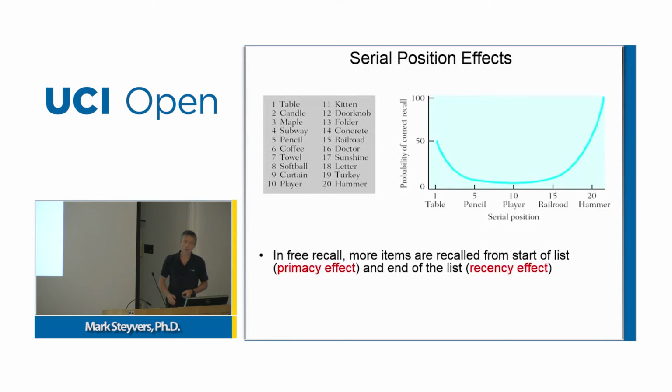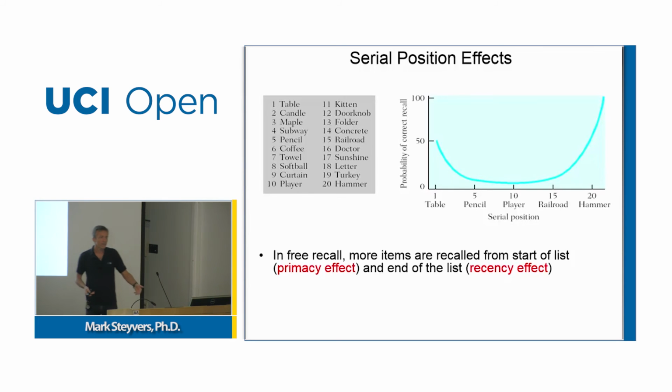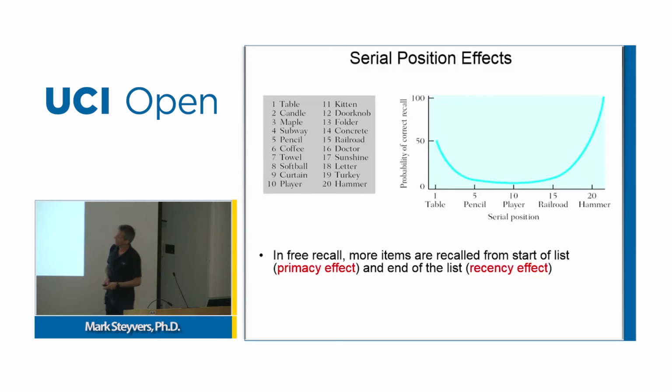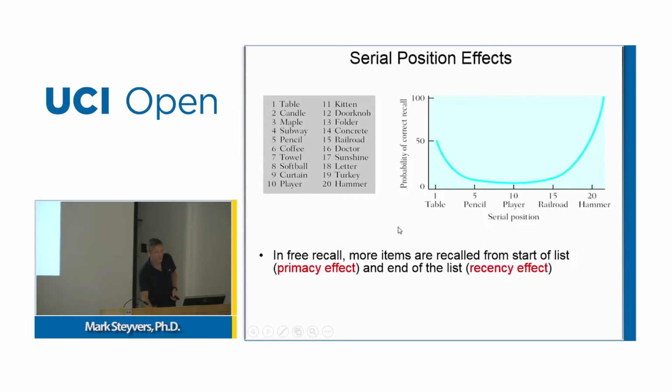And this is known as a serial position effect. And there are two parts of this. One is the primacy effect. That's the effect of being better for items early on in the study list. And the other part is the recency effect. That's the ability to recall more correctly from items at the end of the list.